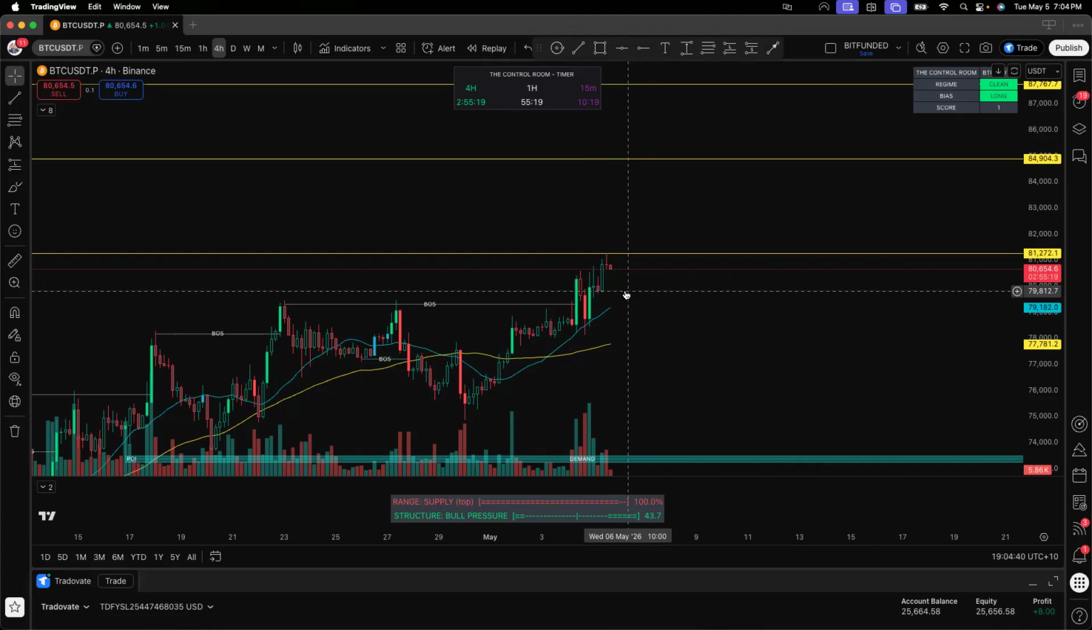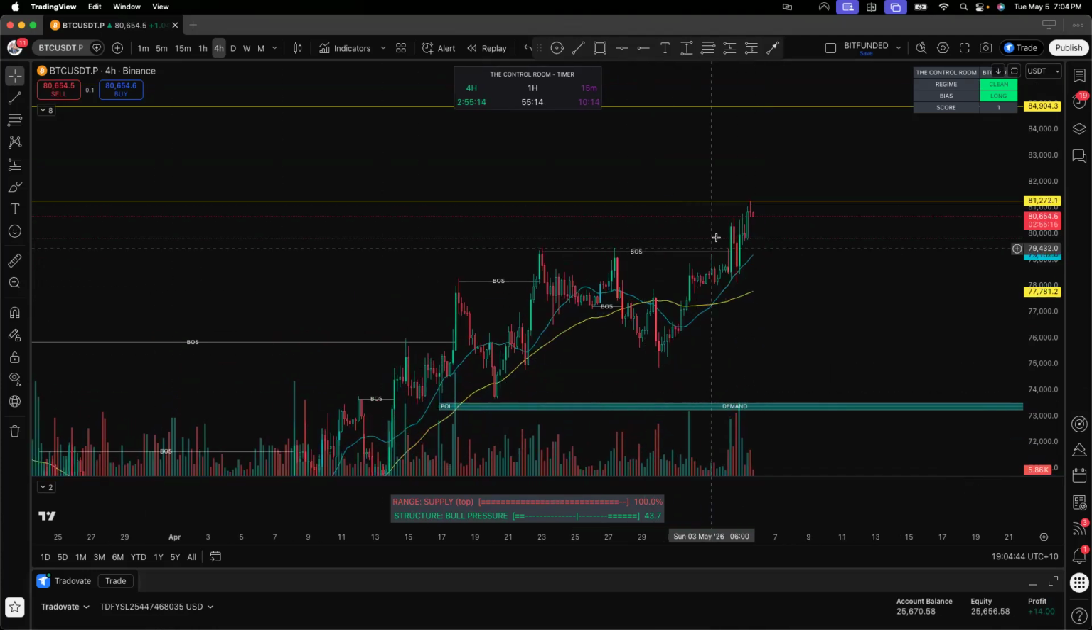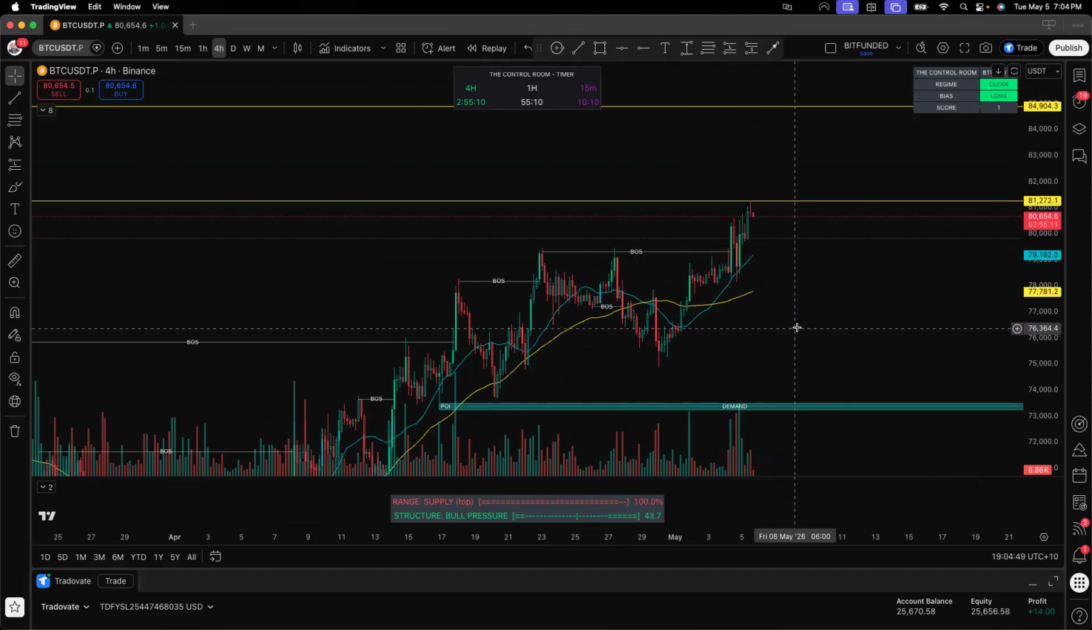Daily opens about here. Whether we're going to come back and get these vectors or not, I don't know. But higher highs and higher lows. We've made the higher high, and we're going to put in a higher low now. So it could come back as far as this.